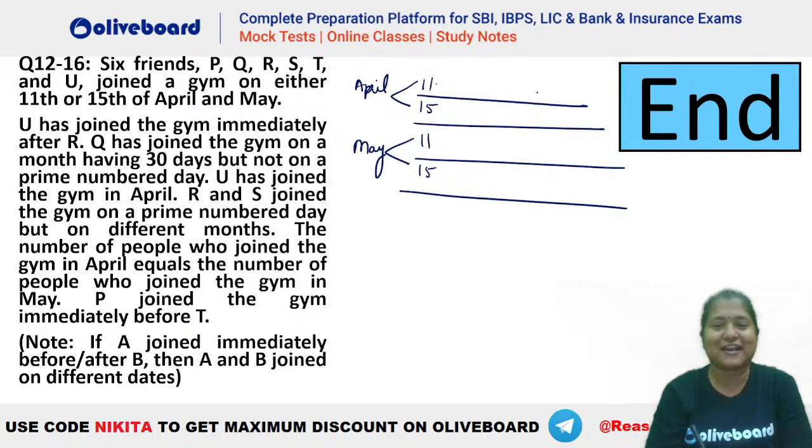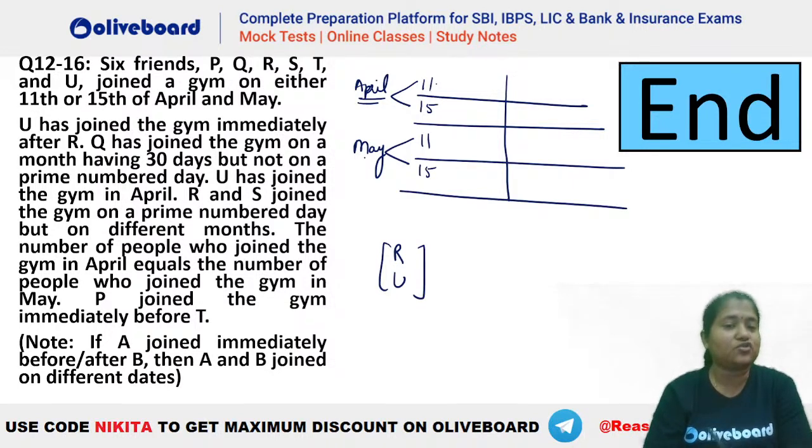Okay, let's try. Let's see how this particular question is to be done, and whether we are getting the right answer or not. So U joined the gym immediately after R. Then, U joined the gym on a month having 30 days, but not on a prime number date. So he has to be in April, and this date should not be prime. That means it cannot be 11. So it has to be 15.